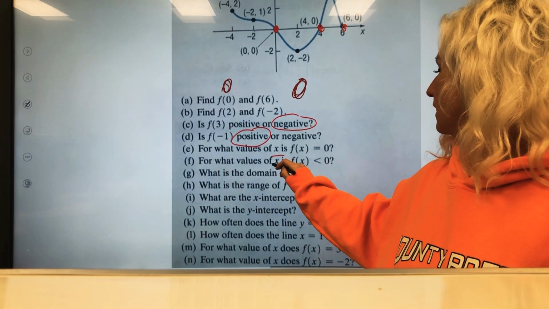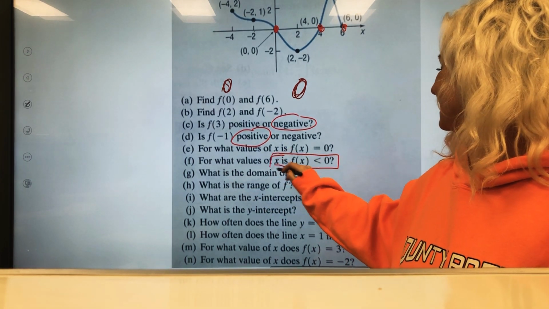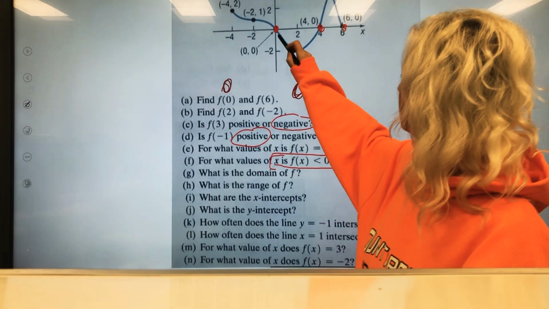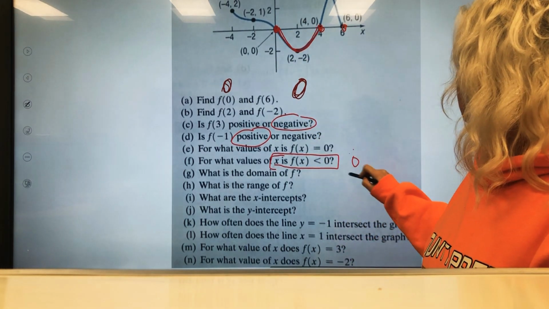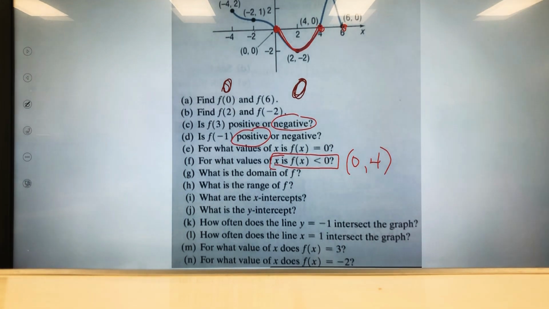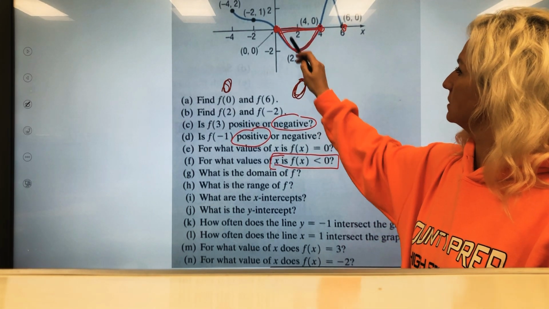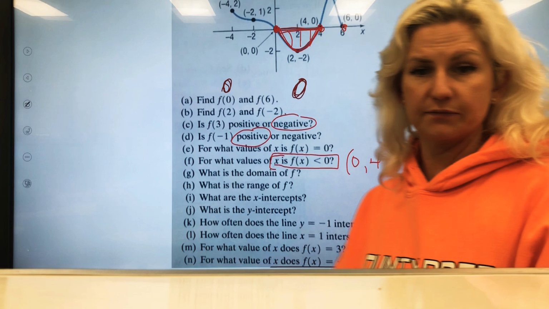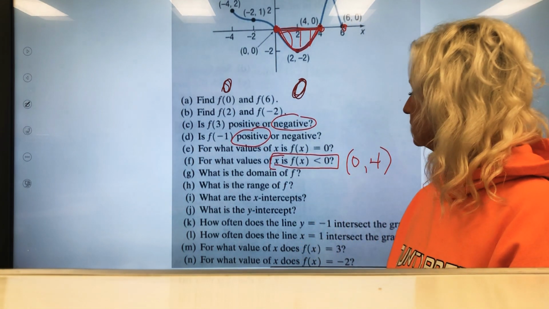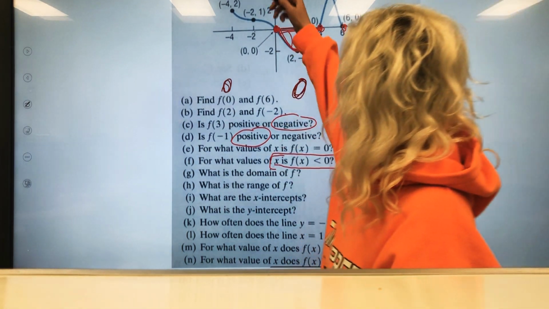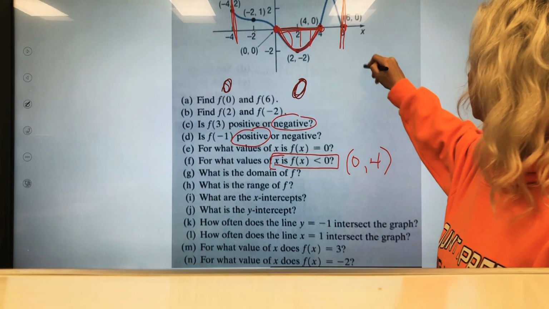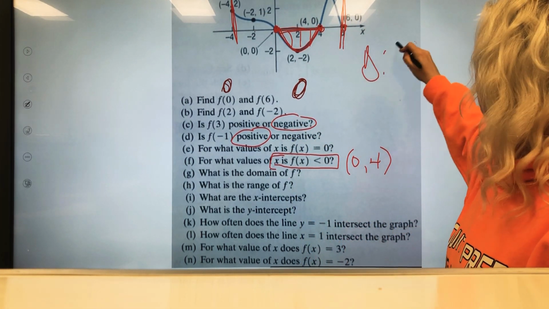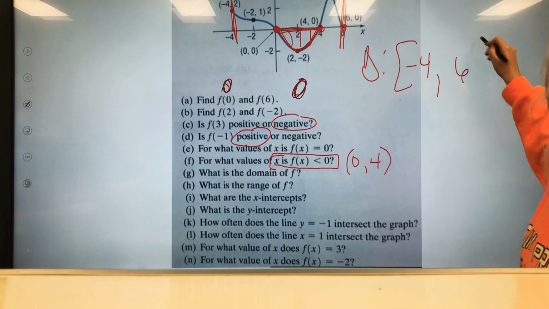For what values of x is your function less than 0? So again, my function is less than 0 right here. So from 0 up to 4, right? From 0 to 4. This piece here, my function is less than 0. And G, what is the domain of the function? Your x's, where do I go? From negative 4 to 6. So my domain, right, is what? Negative 4 up into positive 6.